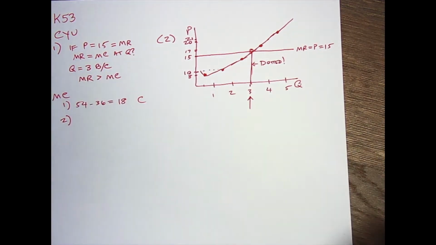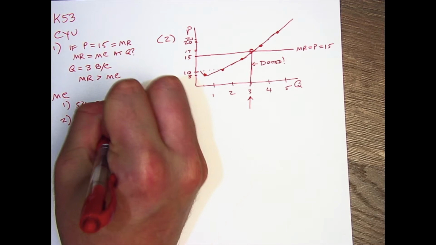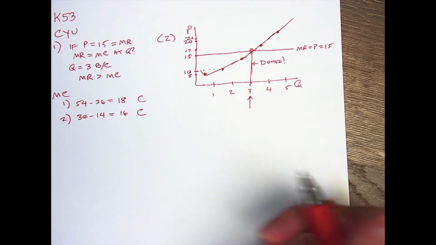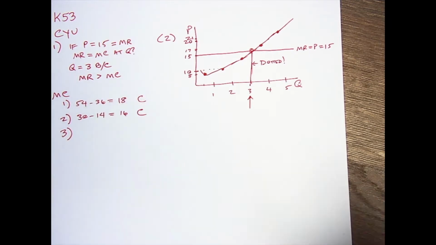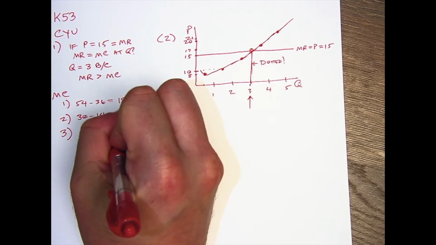Okay. Number 2, the marginal cost of the first unit, so that's the change from 14 to 30. So 30 minus 14 is 16, and that is C. Oh, that's again, 2 C's in a row. Number 3, at what level of output is profit maximized? So here we're looking for where MR is greater than or equal to MC.